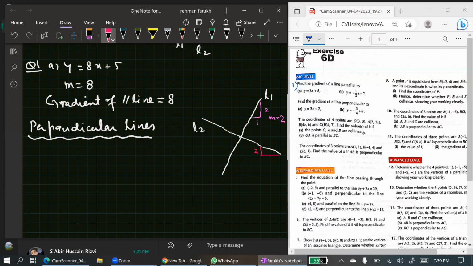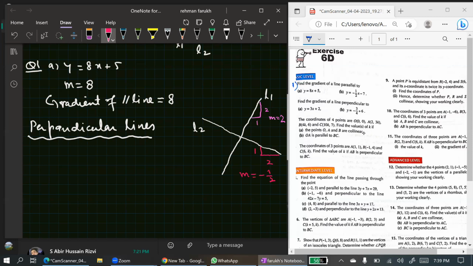Sorry, rise is 1 and the run is 2. Its gradient is -1/2.